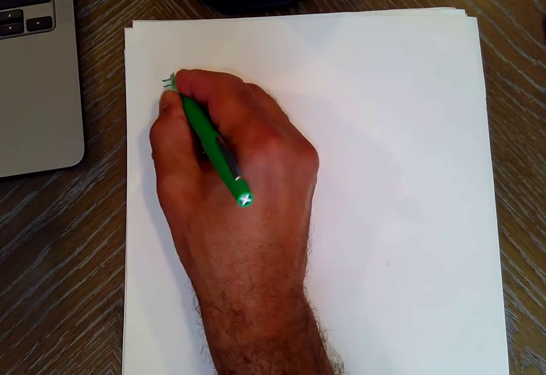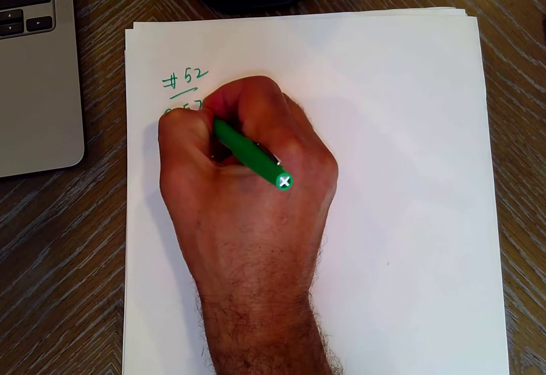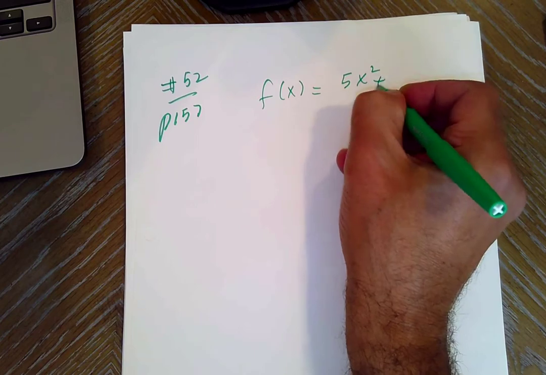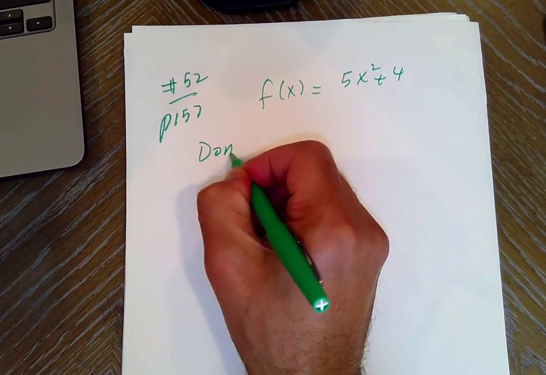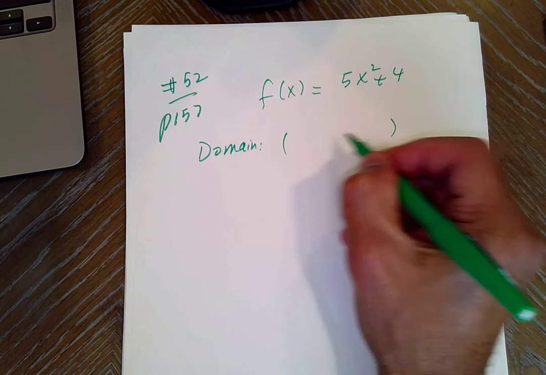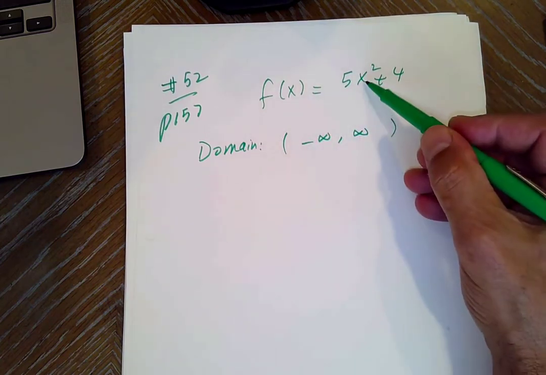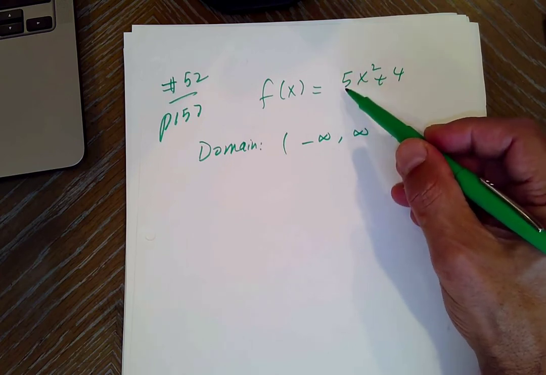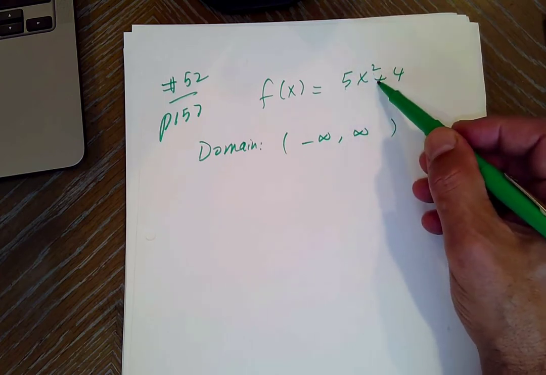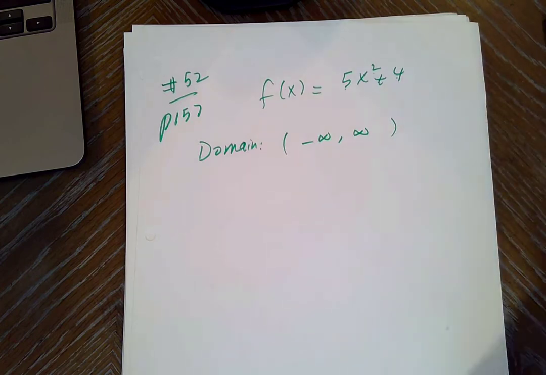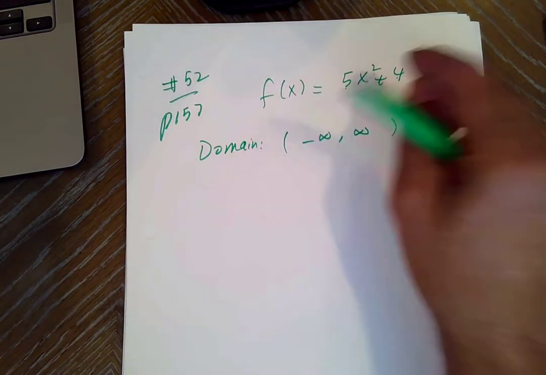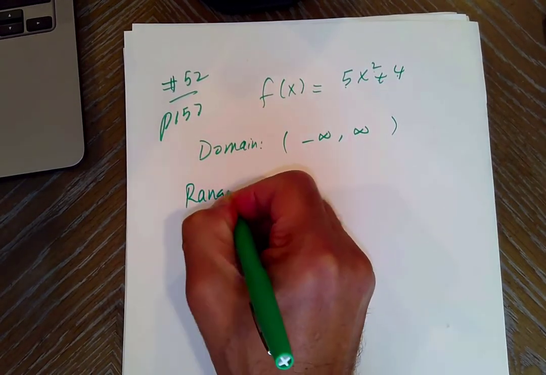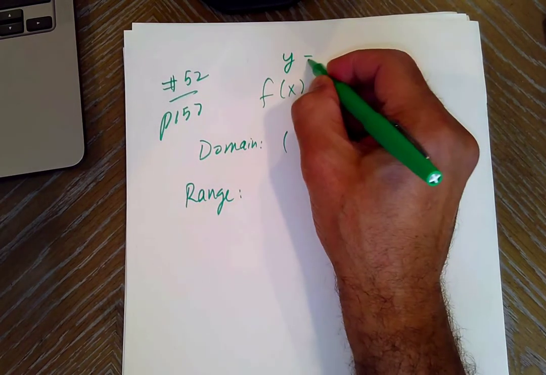So let's look at 52, page 157. f of x equals 5x squared plus 4. We want the domain and range. Well, the domain obviously is all real numbers. Why is that? Because whether you plug in a 0, a 1, 10 million, or -1, -2, -10 million, you square it, times it by 5 plus 4, you're going to get a y value. So any x value, when you plug it in, is going to give you a y value, so that's why it's all real numbers. Range, now if you look at the range, your y value, this is y.